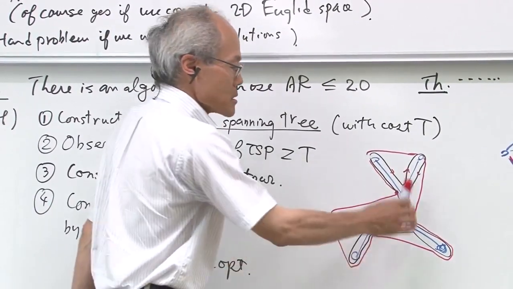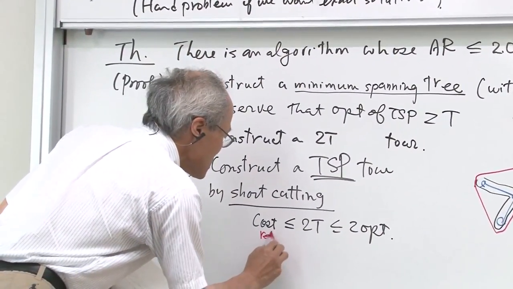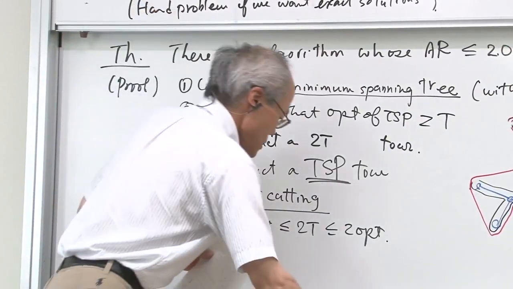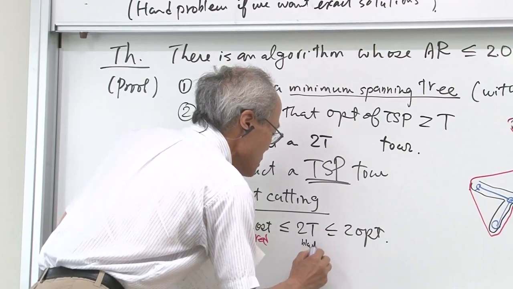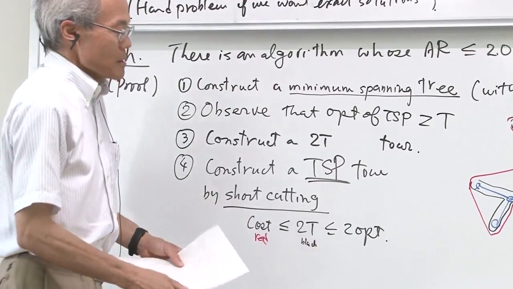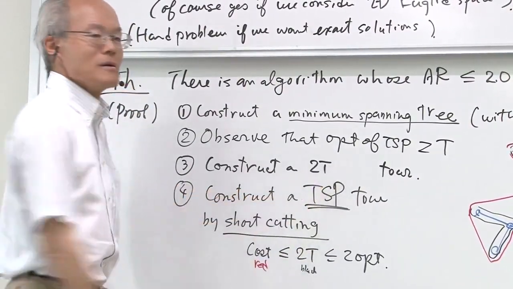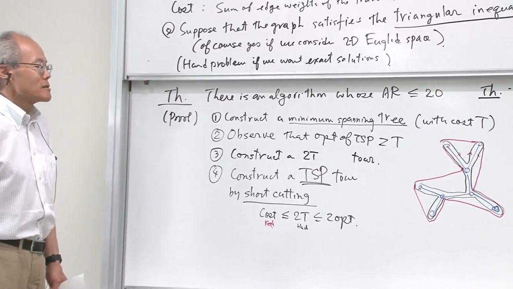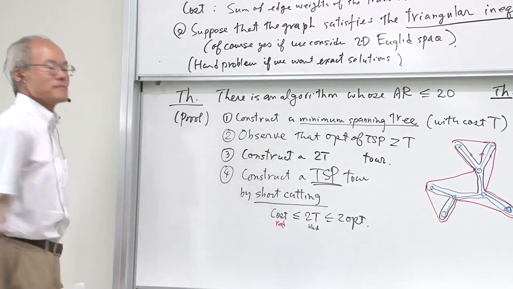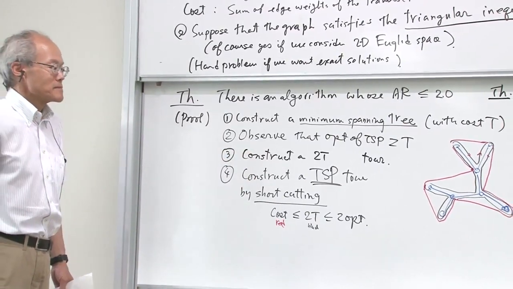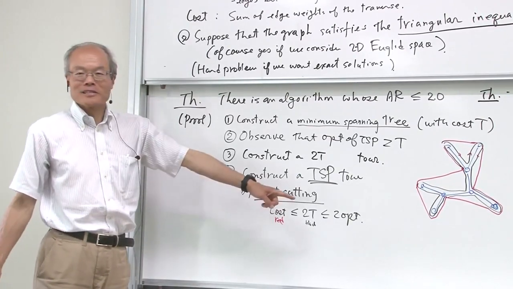Okay? So this red tour is at most black. The cost of black is at most twice the optimum. Okay? That means the approximation ratio is at most 2.